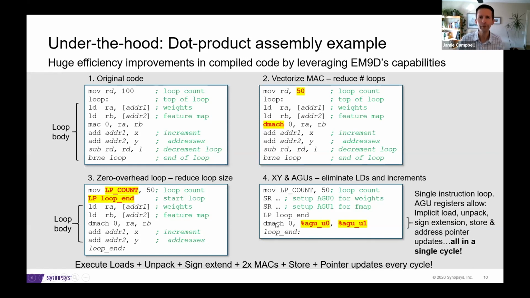So if we look at what we're doing in our loop, we're actually doing loading, unpacking, sign extending, our dual MAC, storing the results to the accumulator, and updating the pointers all in a single cycle. So this is really a way of having one instruction do many things through instruction level parallelism and vastly reducing the number of cycles we have to spend in our loop for these dot product operations.